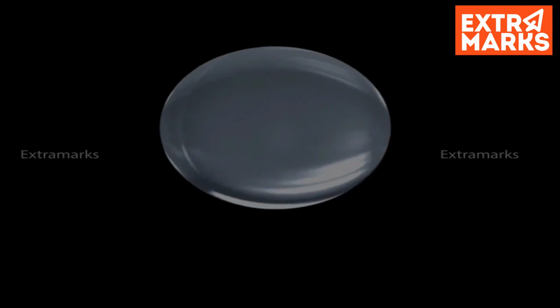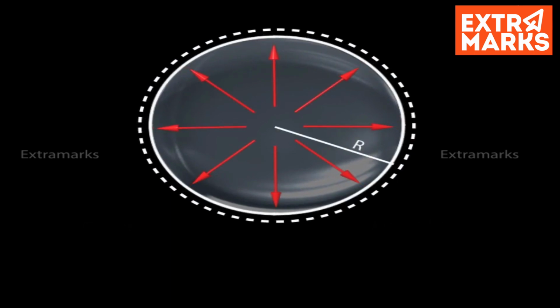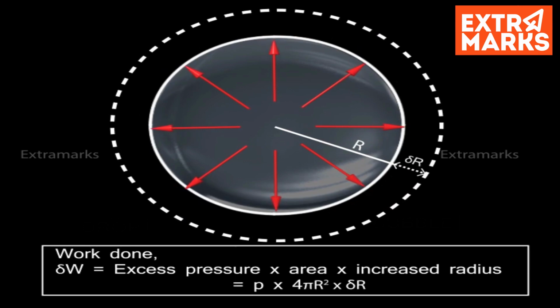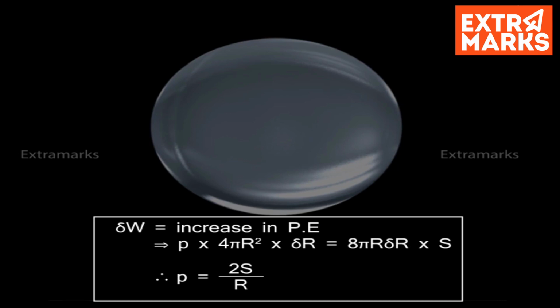In this state of equilibrium, there is a very small increase in the radius of the drop due to the excess pressure. Thus, the work done is equal to the product of excess pressure multiplied by area and increase in radius. The change in size of the liquid drop increases potential energy. Thus, the increase in potential energy is at the cost of work done by the excess pressure.